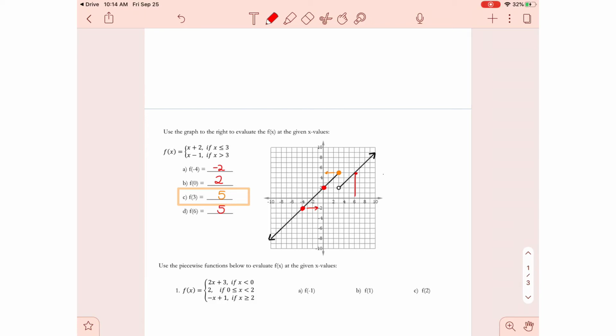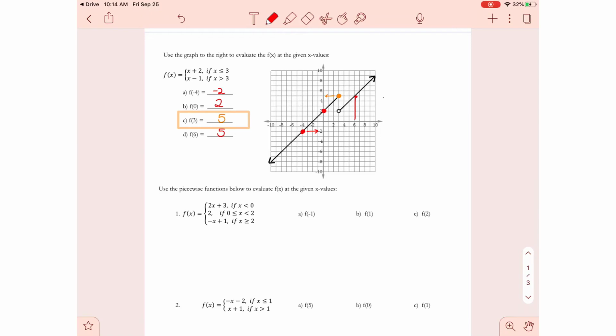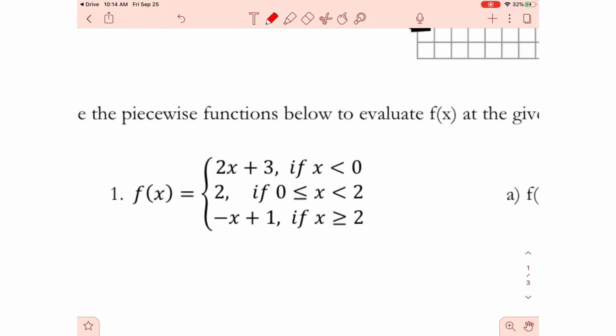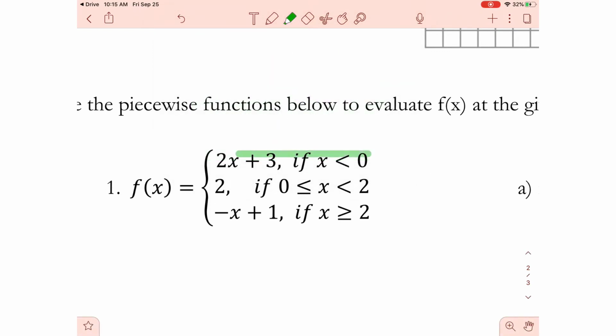Now let's move on to the piecewise functions given the equation. The equation's super fancy, but really it's just 3 different pieces. So I'm going to color code these. Let's start with green. This first equation is 2x plus 3, and then it says if x is less than 0. So this function is this equation only when the x's are less than 0.